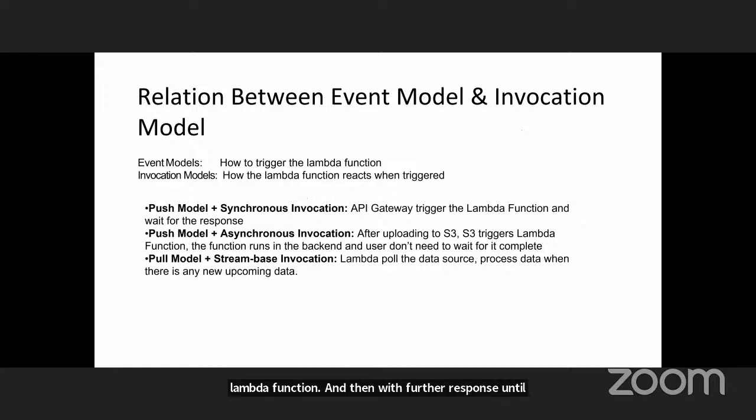Or the push model with asynchronous invocation. For example, a file or logs are uploaded to S3, S3 triggers the Lambda function, and the user doesn't need to wait for it to complete, but the function will run in the backend. Or the pull model, which I mentioned, is normally combined with stream-based invocation, which allows Lambda to pull the data source and process the new data.